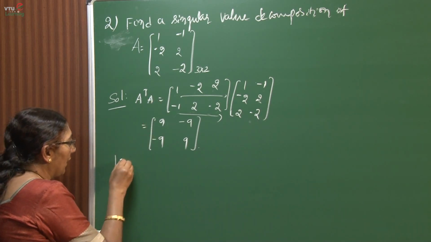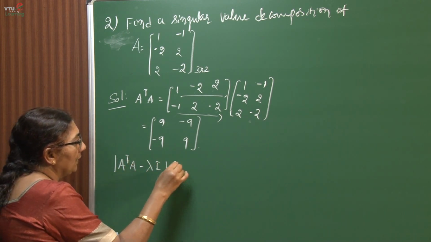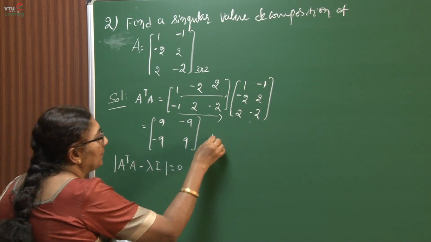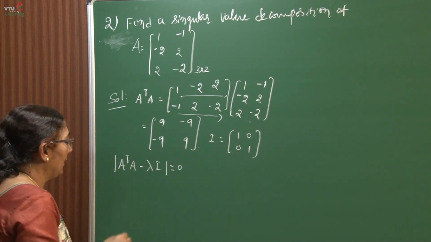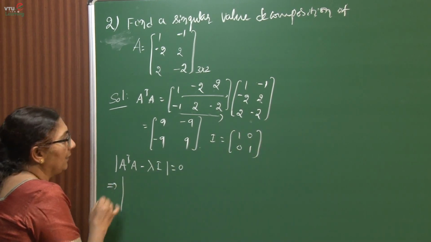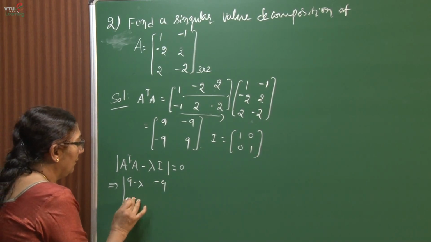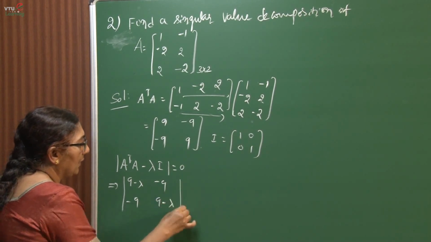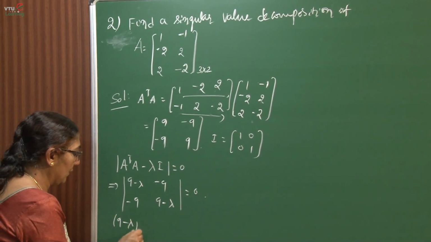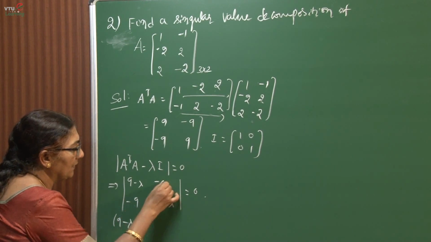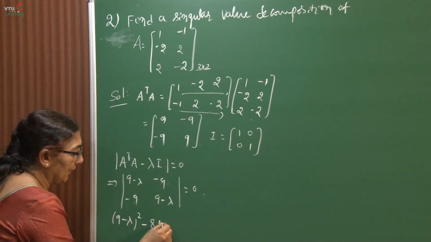What is our next step? You find the determinant of A transpose A minus lambda I equal to 0. Now what is my I? The order of the matrix is 2, therefore I take the 2 cross 2 identity matrix. From that we get the determinant of [9 minus lambda, minus 9; minus 9, 9 minus lambda] equal to 0. Now you solve that: (9 minus lambda) whole square minus 81 equal to 0.